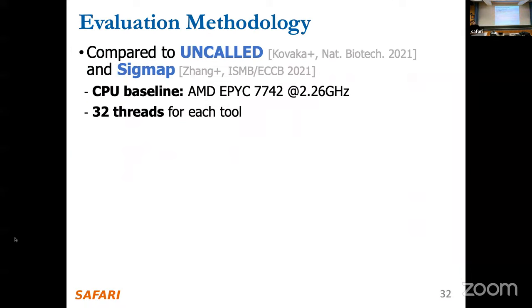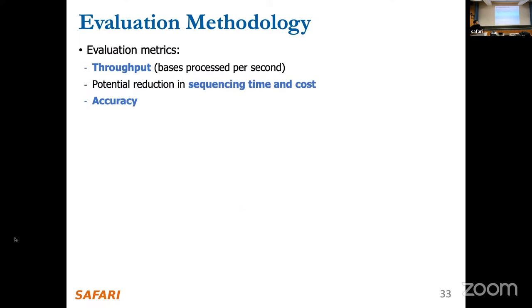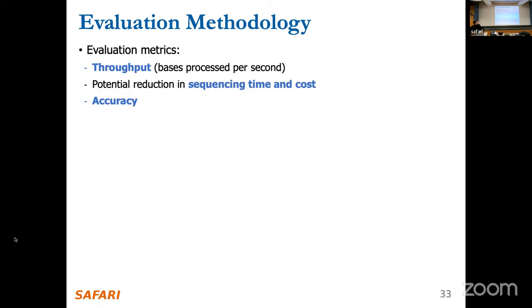We compare our tool, RawHash, to the state-of-the-art works, Uncalled and Sigmap. This is our CPU, and we use 32 threads. We have three use cases: read mapping, relative abundance estimation, meaning we are trying to estimate the abundance or the presence of each genome in a sample correctly, and contamination analysis, where we are trying to identify whether the sample is contaminated with a particular genome.